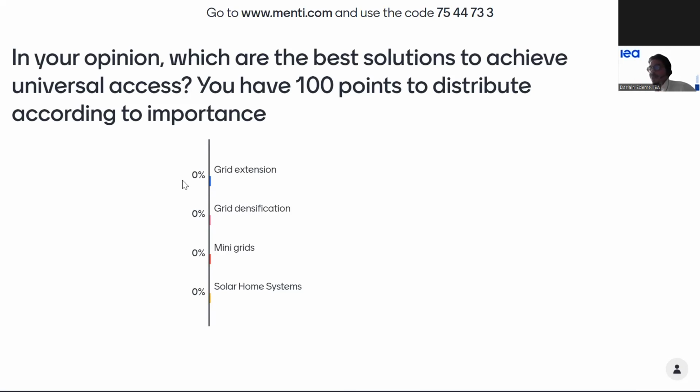So you could distribute it equally. You could decide to go 100 on just one technology because you think that one is the winning one in this portfolio of options, or you can do your own consideration. So the idea here is to distribute these points based on your opinion with respect to which are the best solutions to achieve universal access. So first, think about these four.